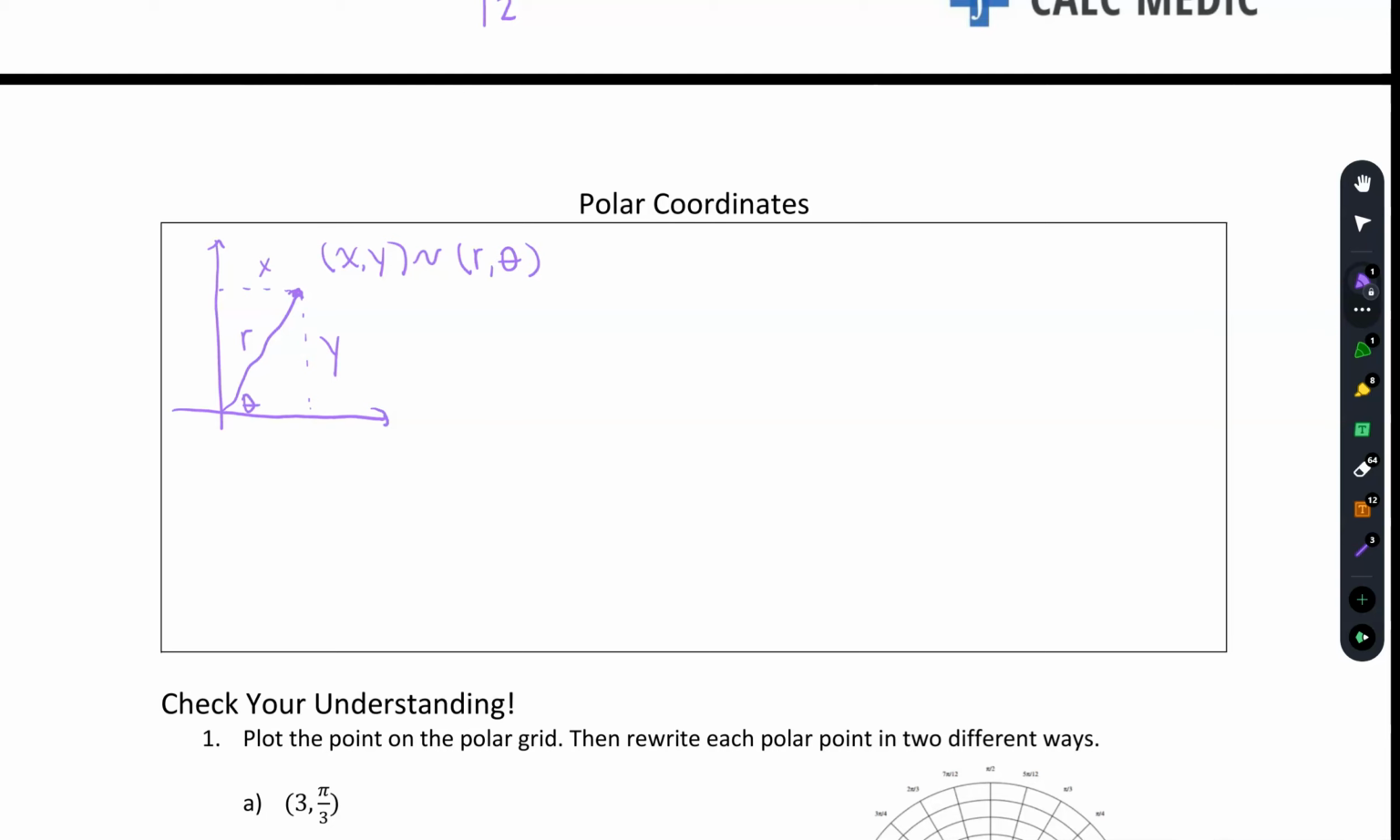Okay, so for polar to Cartesian, we say our r times cosine of theta will be equal to x, and then our r times sine of theta will be equal to my y. Okay. Alright, so now take a minute and try to answer 1 through 5 for me. Pause the video and try to answer those for me.